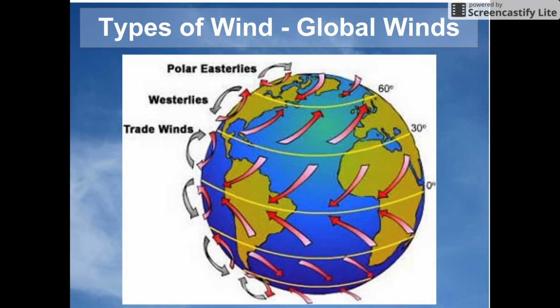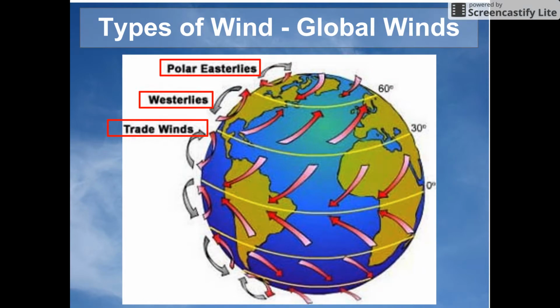So the globe is encircled by 6 major wind belts, 3 in each hemisphere. From the pole to the equator, they are the polar easterlies, the westerlies, and the trade winds. The types of winds that influence weather in the United States are the prevailing westerlies. These are the global winds that you're going to need to know.